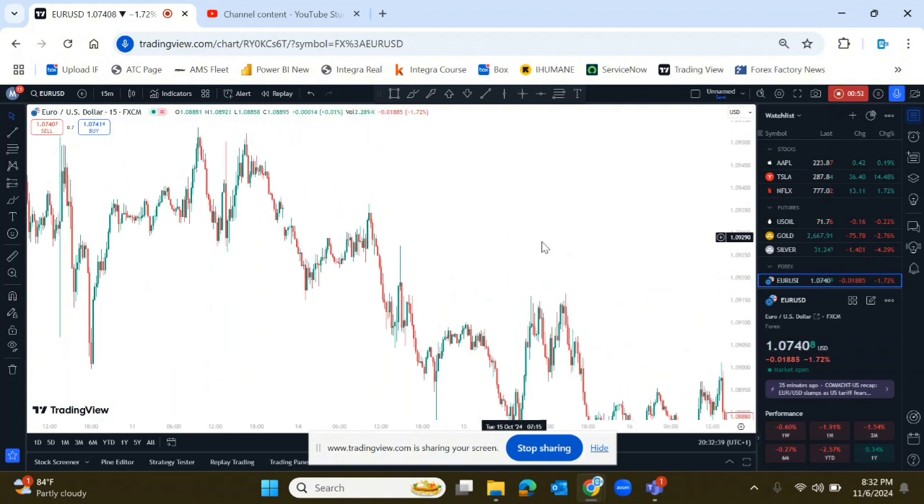So now I am on Euro USD. I am going to be showing you how you can use retracement in order to detect the perfect entry point. We are going to be using majorly a Fibonacci retracement tool.